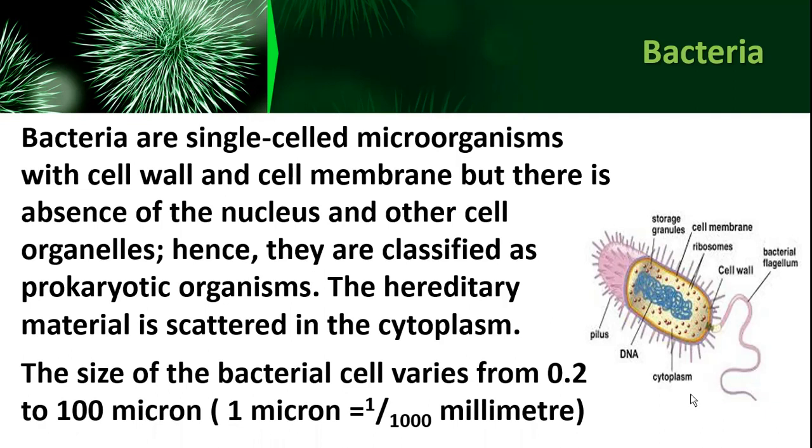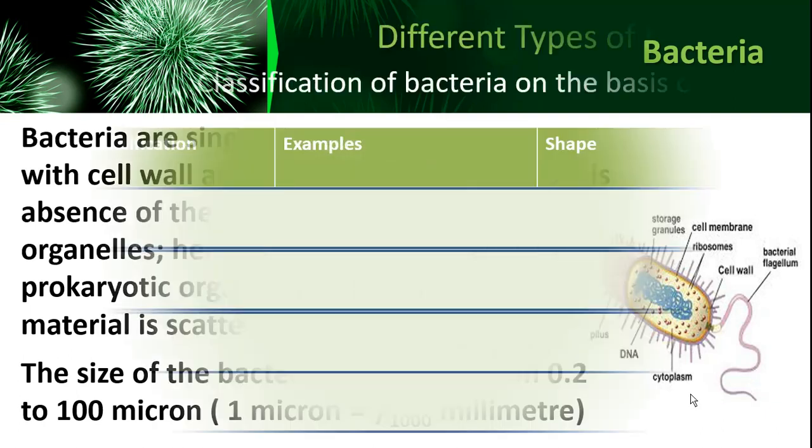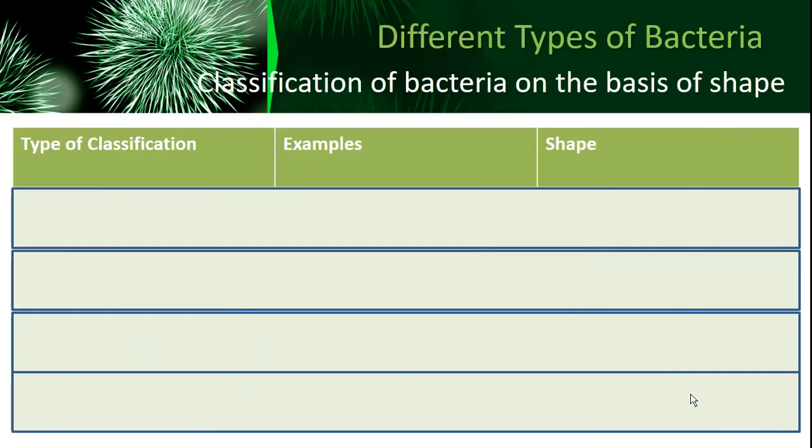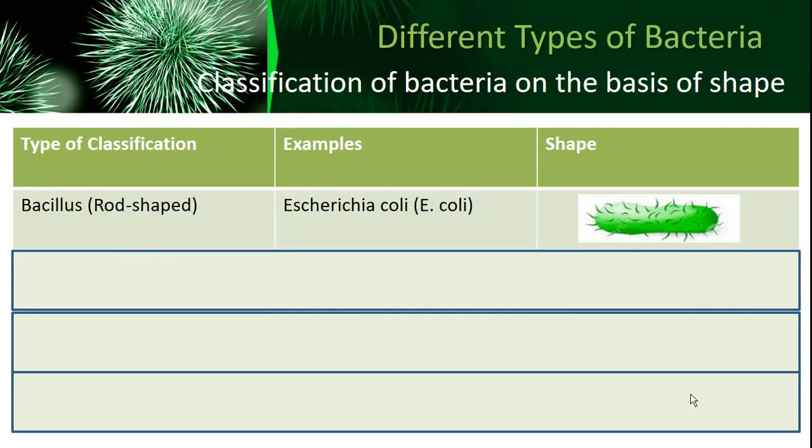I hope now you can understand why they are known as microorganisms और हम उन्हें अपनी naked eye से क्यों नहीं देख सकते हैं, as they are very small in size. Now, we can classify bacteria on the basis of their shape. There are few bacteria which are rod shaped. They are commonly known as bacillus, and the most common example is E.